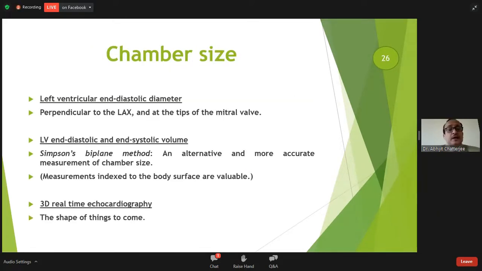Left ventricular end diastolic diameter. I repeat that it is better not to measure this by the M mode. We take a parasternal long axis view and measure perpendicular to the long axis at the tips of the mitral valve. We also measure left ventricular end diastolic and end systolic volume. Simpson's biplane method is a good method. And again, I showed you 3D real-time echocardiography.